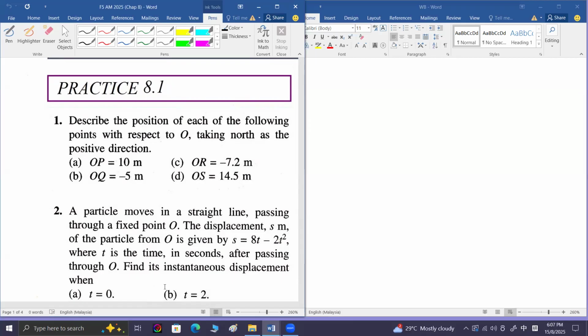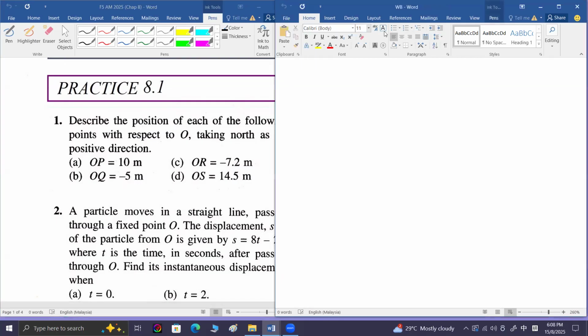Okay, you're asked to describe the position of each of the following points with respect to O, origin here, meaning that taking north as a positive direction. So if taking north, can you see going to north is a positive. So you see you are given OP, right? So means you just explain that P, right? OP to the north, right? So 10 meter to the north of O. So I read, you write down, huh? Okay, you just tell that 10 meter to the north of O. Got it?